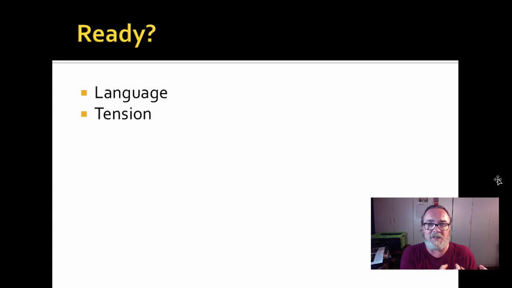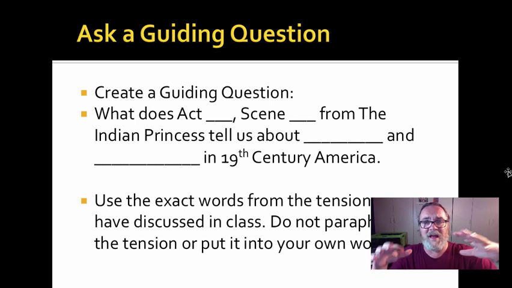So what's the passage you want to look at? What's the tension? And you're going to focus on a narrow passage, but you can refer, if you need to, to the whole scene from the play. So we're going to end up having a claim or topic sentence that says something like, what does Act 1, Scene 4 from the Indian Princess say about? But we're going to focus on the language from one particular passage that you've chosen, like the ones you did in your written journal. Once you've done that, then you're going to move to asking the guiding question.